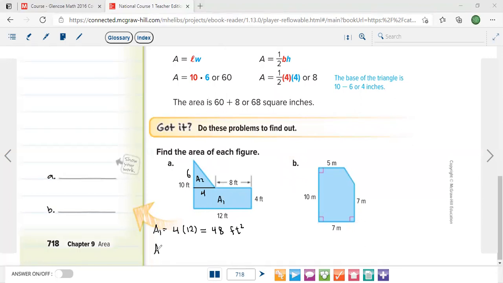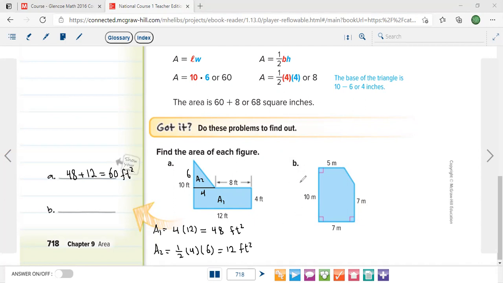So area 2, which is the area of a triangle, is half base by height, meaning half times 4 times 6. Half of 4 is 2, 2 by 6 is 12, 12 feet squared. So area 1 plus area 2 is 48 plus 12, and 48 plus 12 will give you 60 feet squared.